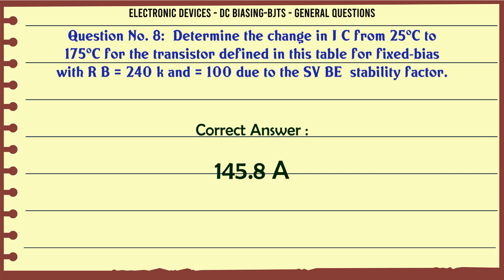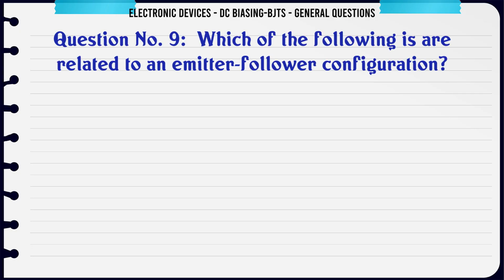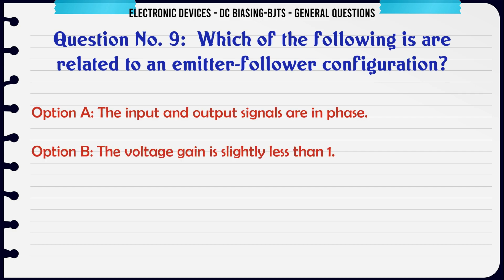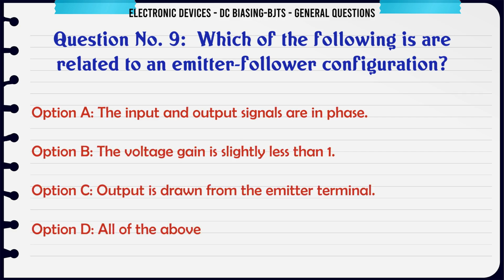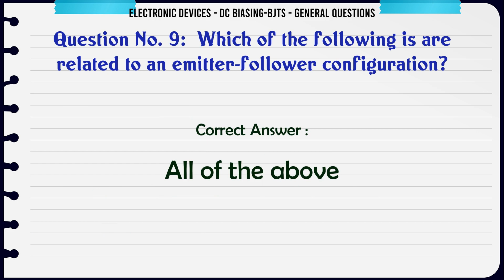The correct answer is 145.8 µA. Which of the following are related to an emitter follower configuration? A. The input and output signals are in phase. B. The voltage gain is slightly less than 1. C. Output is drawn from the emitter terminal. D. All of the above. The correct answer is all of the above.